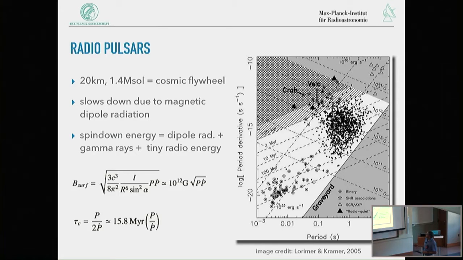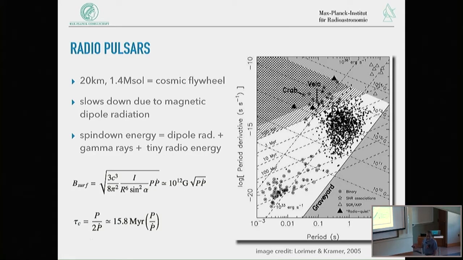As I told you, they are very compact objects, so they are cosmic flywheels, extremely stable rotators. But because of the huge magnetic field, they slow down. When you rotate a huge magnet in vacuum, it slows down because of magnetic dipole radiation. The spin-down energy, the energy that it loses in its slowdown, is broken down into dipole radiation, and a good fraction of it is gamma rays, and a very tiny fraction comes out as radio waves.